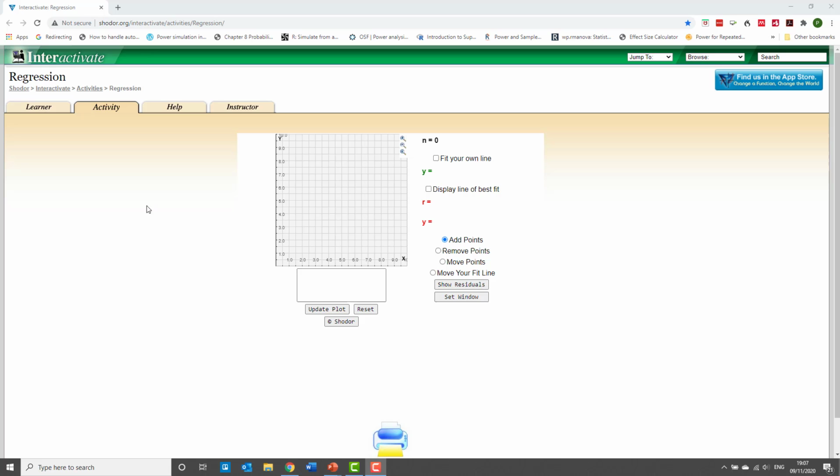Okay, so this is the interactive regression plot. What we start off with is n, which is our sample size. We've got 0 on there for the moment. We don't want to fit our own line. We want it to automatically start fitting a line for us. We do want it to display a line of best fit. So we start off with R, which is an idea of the correlation between the variables, and then Y and so on.